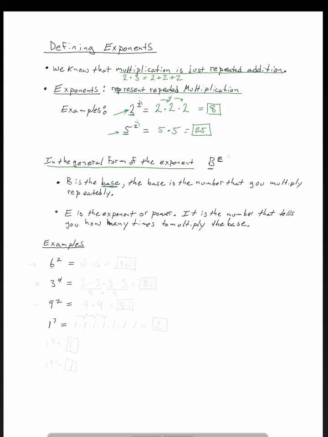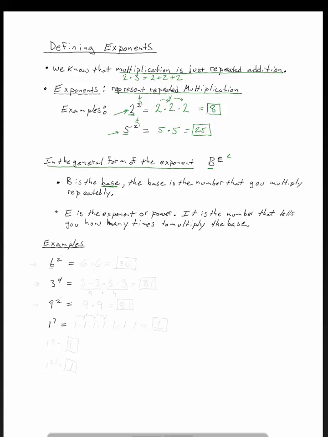And then e is called the exponent or the power, and it's the number that tells you how many times to multiply the base. So in our previous examples, 3 is the exponent or power in 2 to the power of 3, and 2 is the exponent in 5 to the power of 2. And it just tells you how many times to multiply your base.